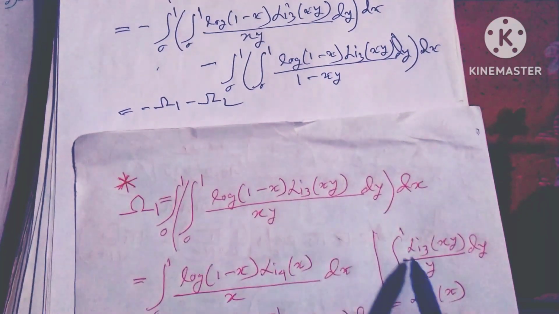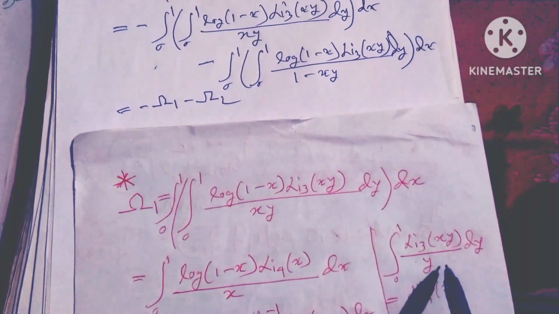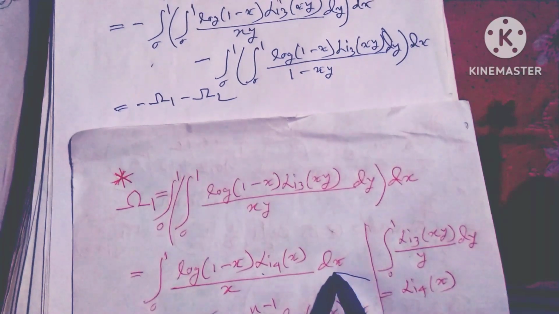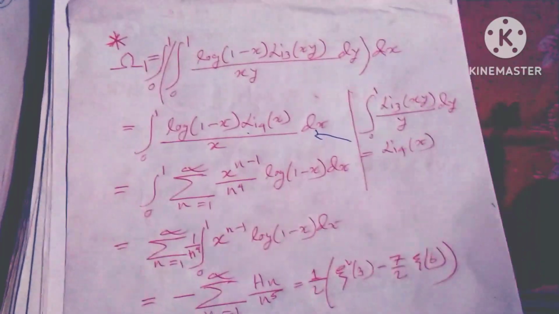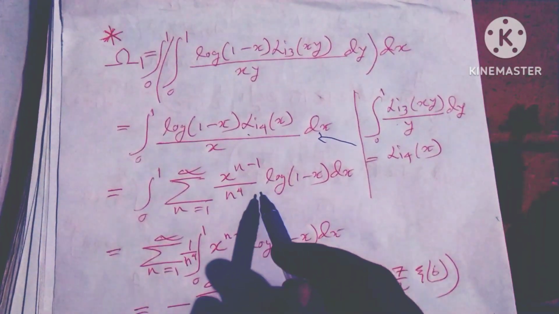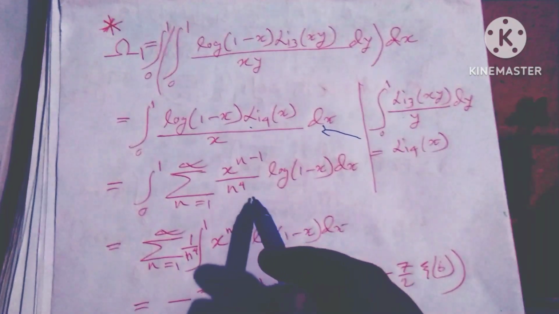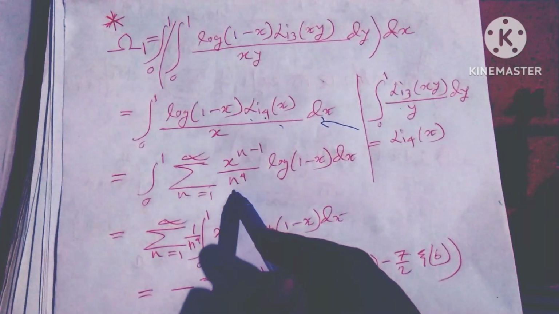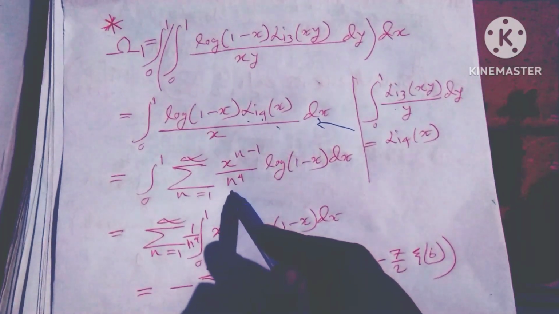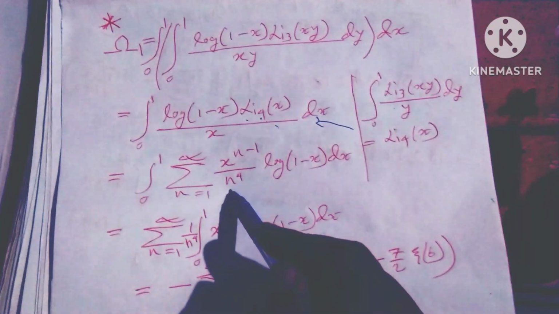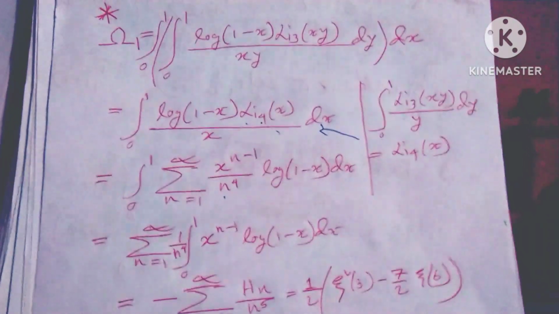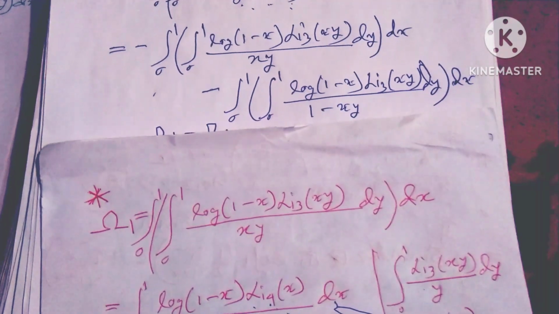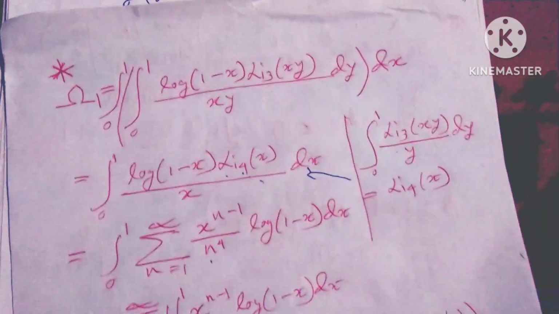So friends, now the integral from 0 to 1 of Li3(xy) y dy equals Li4(x). I apply this property here, and after that I can write x to the power n minus 1 divided by n to the power 4 times the Li4(x) value. This is Li4, it's like the Li3 value and the Li4 value.